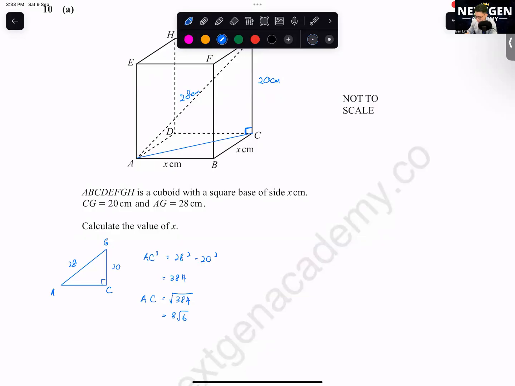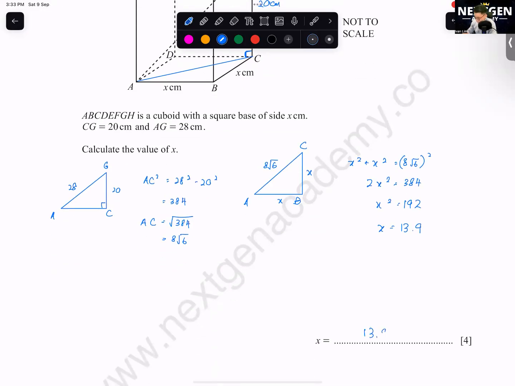Then after that, we use the value at the ground. Okay, x, so this is your A, B, C. I got this is 836, right? So can I use a Pythagoras again? x square plus x square equals to 836 square. 2x square is equals to 384. x square is equals to 192. x is 13.9. Okay, square root 192, 13.9.